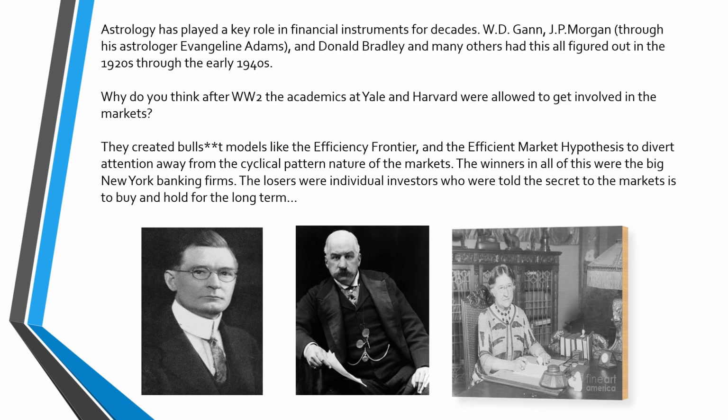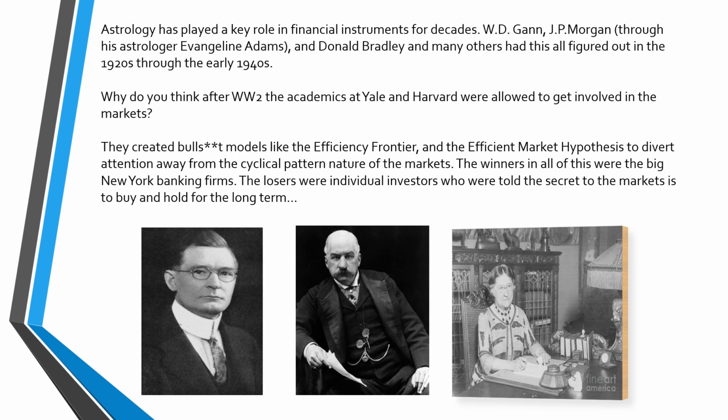W.D. Gann, J.P. Morgan, with help from his personal astrologer, Evangeline Adams, and her picture is shown in the image at the right of this slide. Even guys like Donald Bradley and the Bradley model. These people had it all figured out from the 1920s right through to the early 1940s. They had it figured. Why do you think J.P. Morgan made so much money? Why do you think W.D. Gann made the money that he's reported to have made? They understood the patterns, the cyclicality. They knew that this was all rooted in astrology.